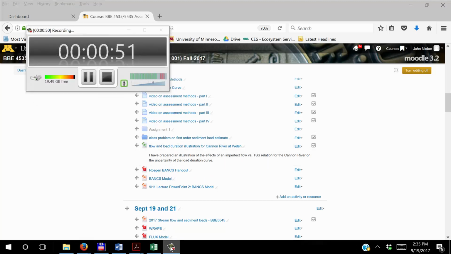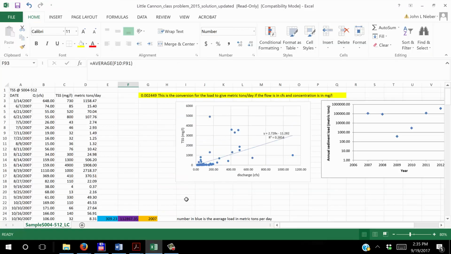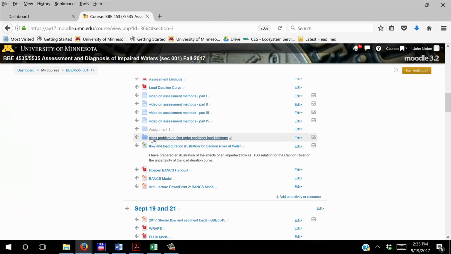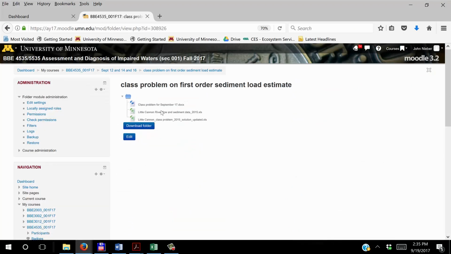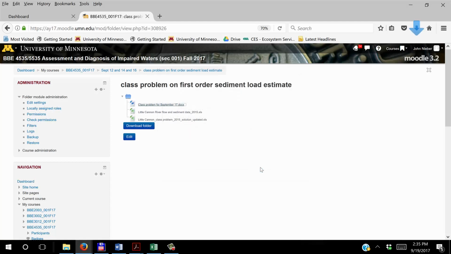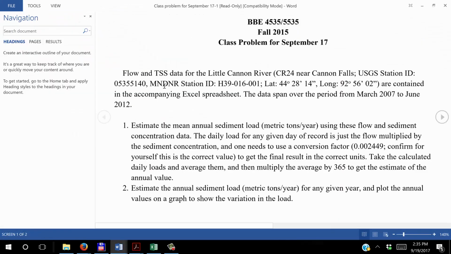So what we're going to do is to look here at the files that are given in here. I'll open this up and we'll see that there are three files. One is the class problem description, and then there are two Excel files, one with data and the other one is the data with the solution.